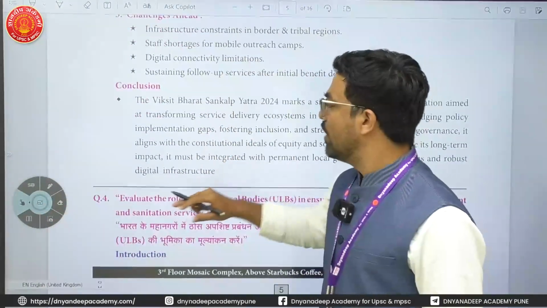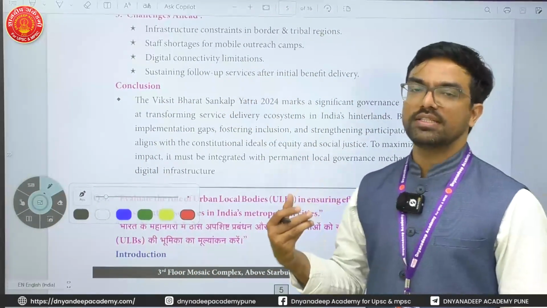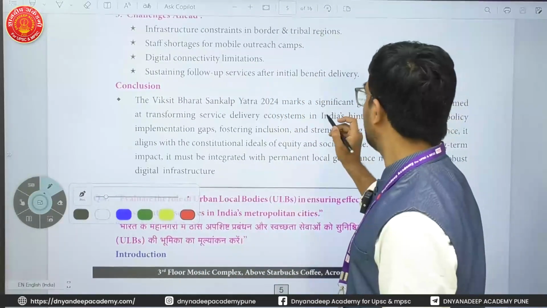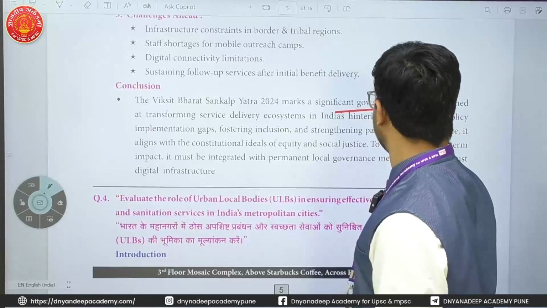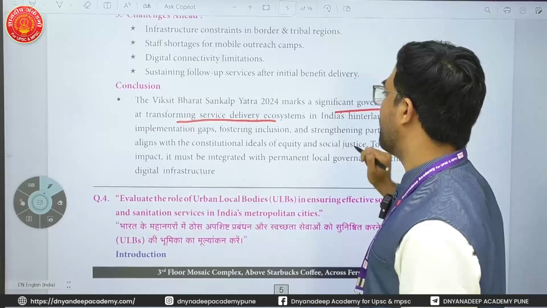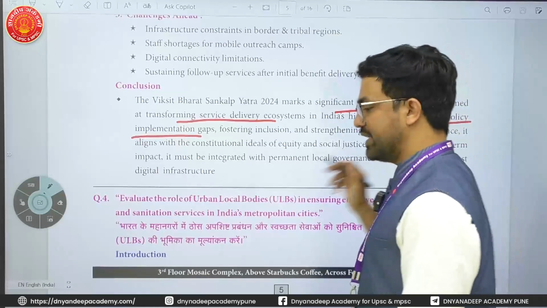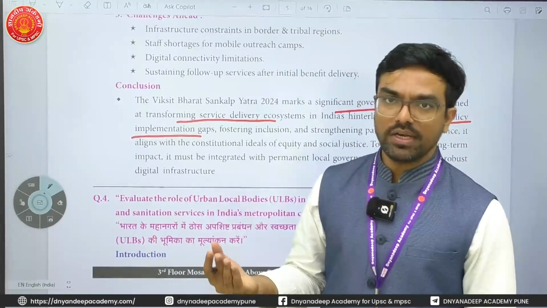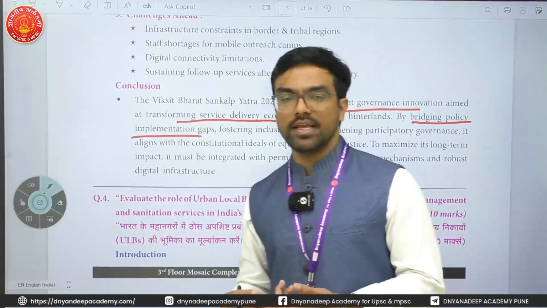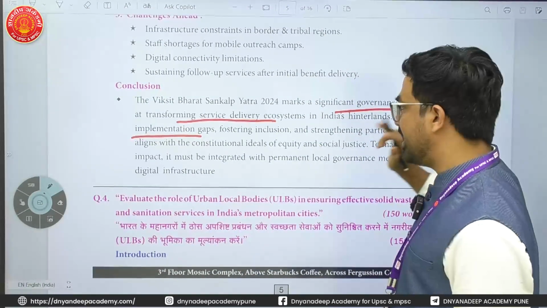Now in the conclusion, we have to write that these challenges should be addressed and how this Viksit Bharat Sankalp Yatra can be made more effective, right? So this marks a significant governance innovation at transforming the service delivery ecosystem in India's heartlands. But there is a need for bridging policy implementation gaps, right? Where there is no digital infrastructure, the government should establish digital infrastructure, just like the Bharat Broadband Network, right? So there is a need for bridging policy implementation gaps.